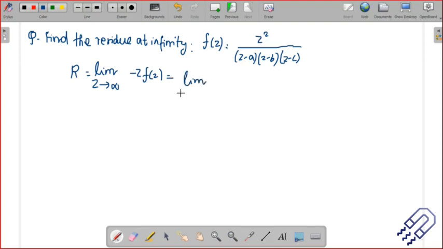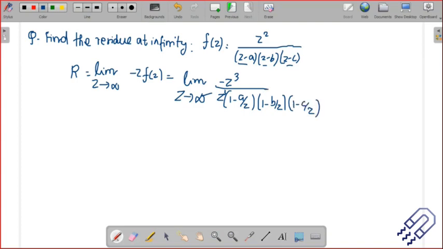And at the denominator you can take z common, and then get rid of that z cubed here. So this is minus z into z square, that is z cubed, divided by z minus a, z minus b, z minus c. That means I can take z from each of them. So it will be z cubed, and this would be 1 minus a by z, 1 minus b by z, 1 minus c by z.